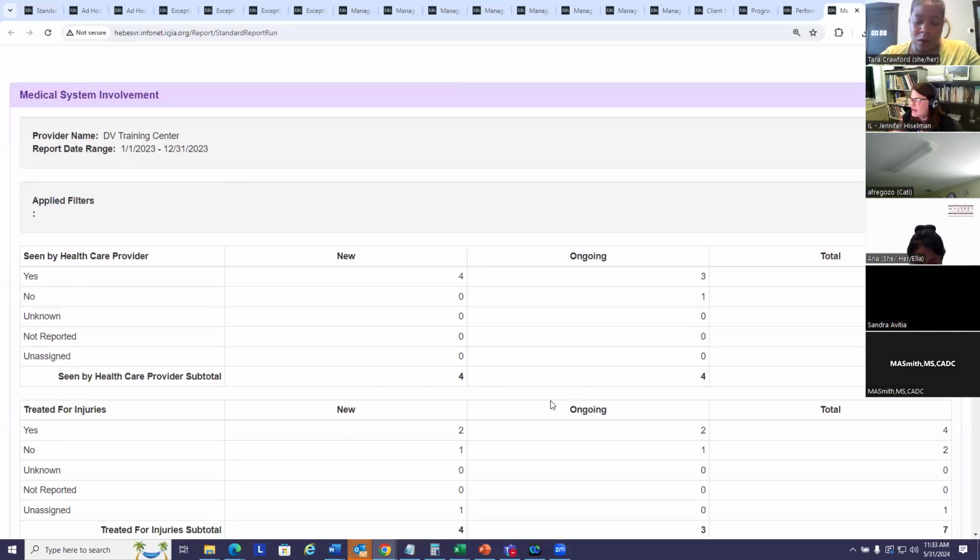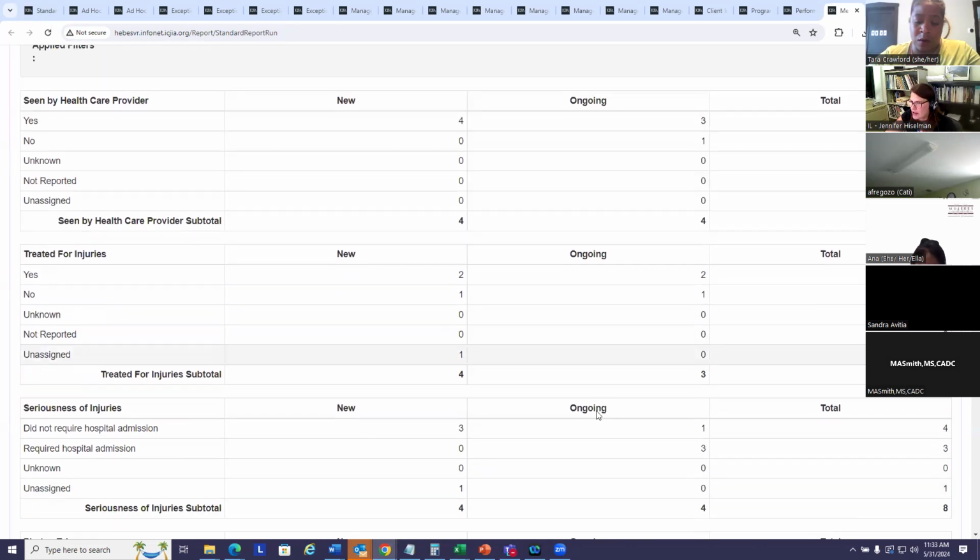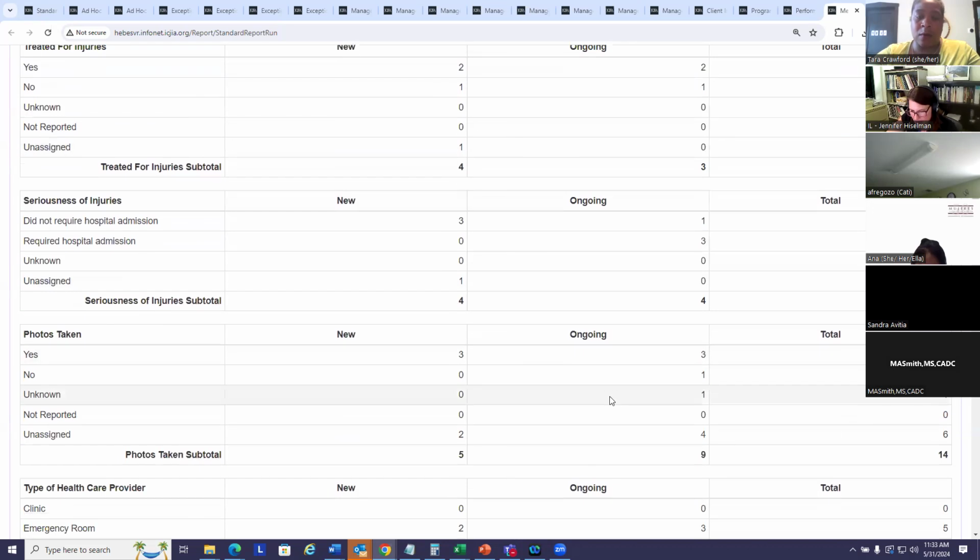So this displays the data entered on your clients. And again, this is for adults only. In fact, the whole medical CJ process report is only applicable to adult clients. You won't see any child clients on here. So this section represents your client's interactions with healthcare systems.